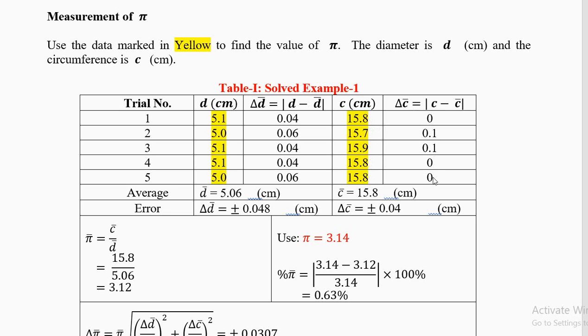Again take the average of 5. Do not ignore the 0. Add the zeros: 0.1 plus 0.1 plus 0 plus 0 plus this 0. Totally 5 things. 0.2 divided by 5 is 0.04.